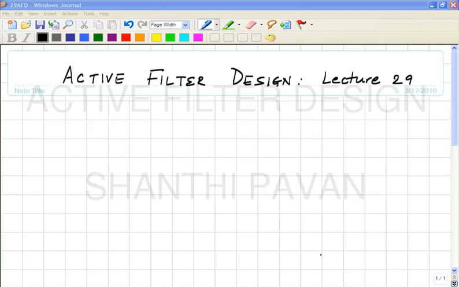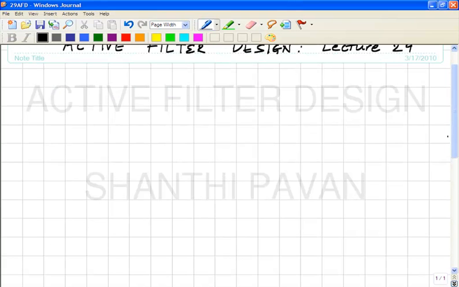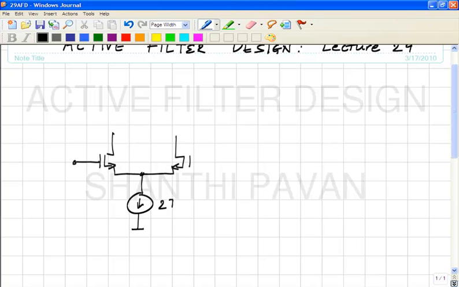Okay, this is active filter design, lecture 29. In the last class, we understood the stability aspects of a common mode feedback loop, and we concluded that our fully differential transconductor that we have so far looks like this.